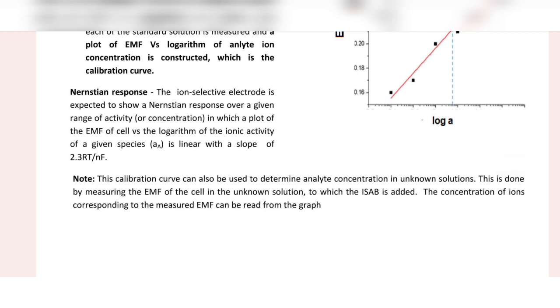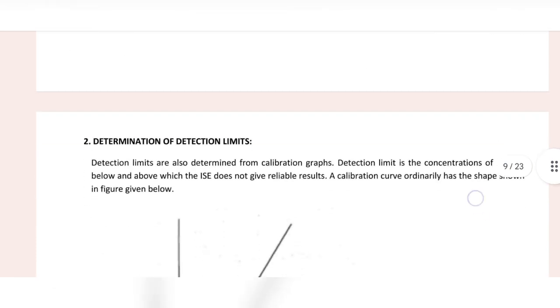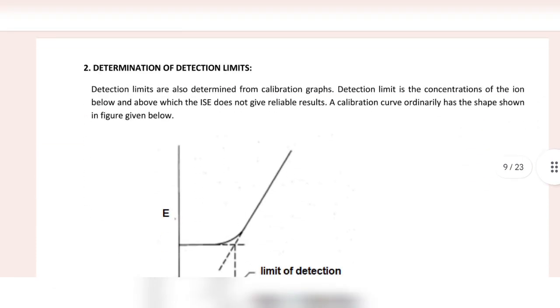So this calibration curve is also used to determine unknown analyte concentration, similar to your photocolorimetric estimation. Then the next is determination of detection limits. You already know that the detection limit is the concentration of the ions below which the ion selective electrode does not give reliable results. Generally, this detection limit is used to mention the lowest level below which an ion selective electrode does not give reliable results.